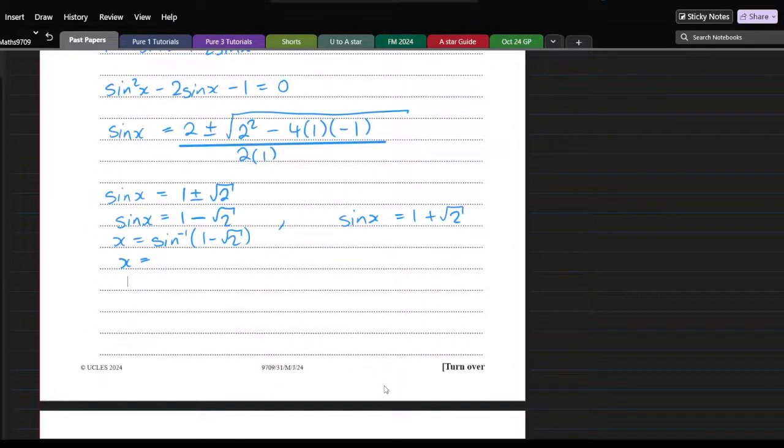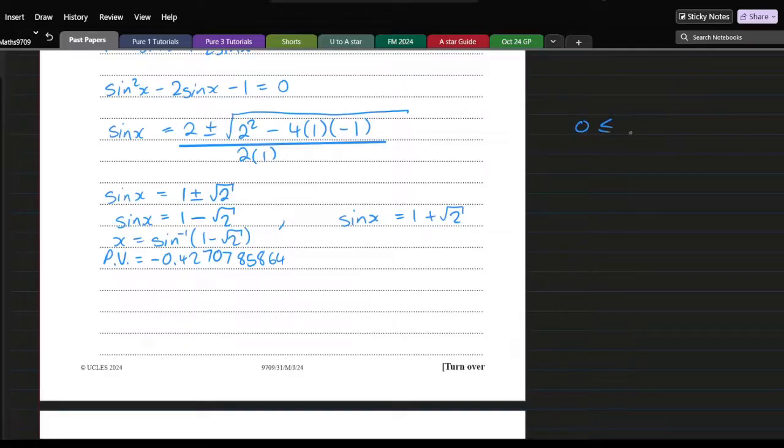Arcsine of 1 minus root 2, and this gives us, in fact, let's call this our principal value because we are going to use this figure to get other solutions. So our principal value is negative 0.4270785864.